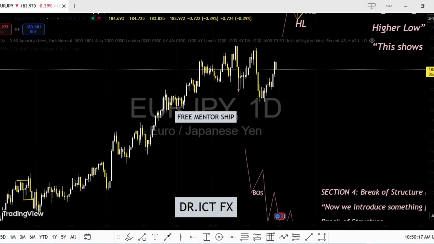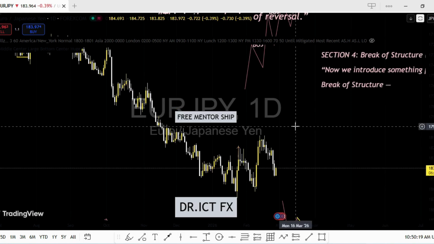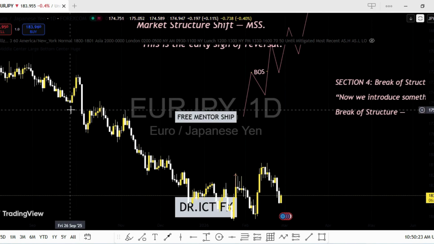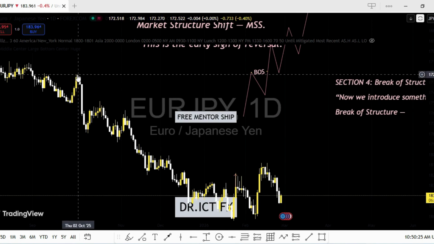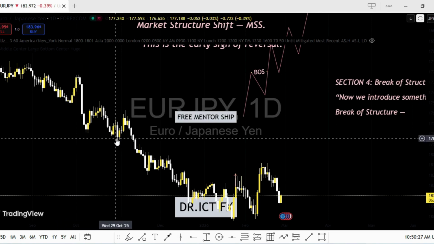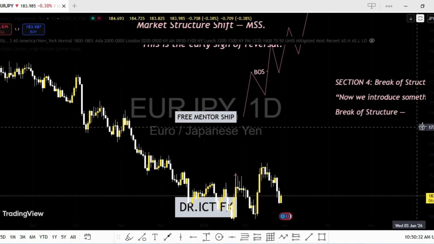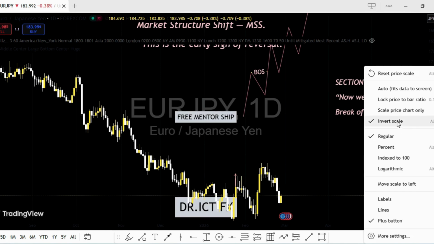To continue, let me show the downtrend here. In the downtrend, price goes on making lower lows, lower highs, lower lows, lower highs, repeatedly. That is the downtrend.